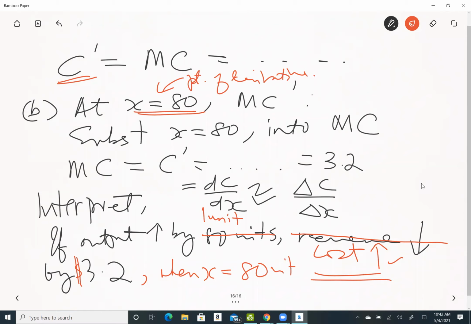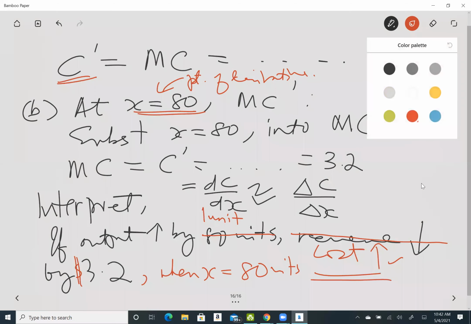But when you look at the interpretation, X increases by 1 unit. Just go back to the basics. If the output increases by 1 unit, the cost will increase by the marginal cost, or the slope, which is 3.2. But you have to mention where you take the derivative at, so when X equals 80 units. Is that clear? Any question about this?